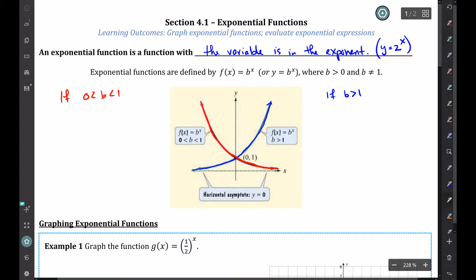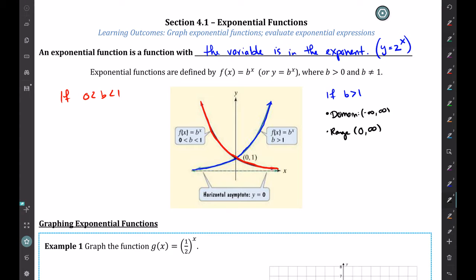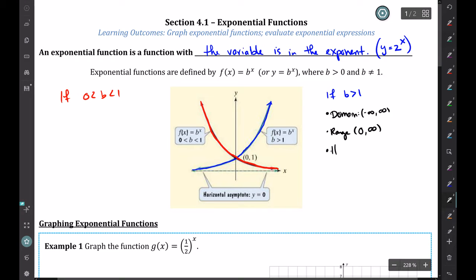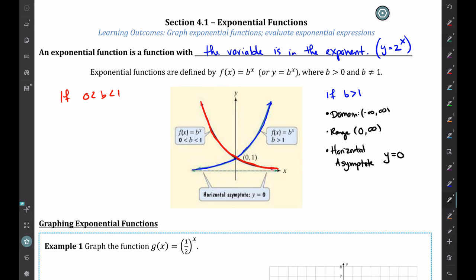Now, in either case, the domain is going to be all real numbers, so from negative infinity to infinity, and the range is going to be from 0 to positive infinity if you have something of the form y equals b to the x. And also the horizontal asymptote is going to be equal to 0. Okay, so in either situation you get those 3 properties.